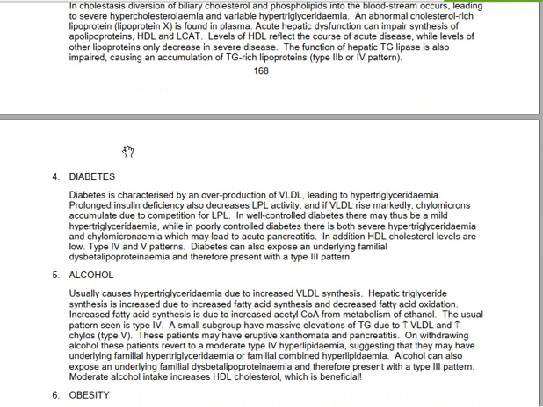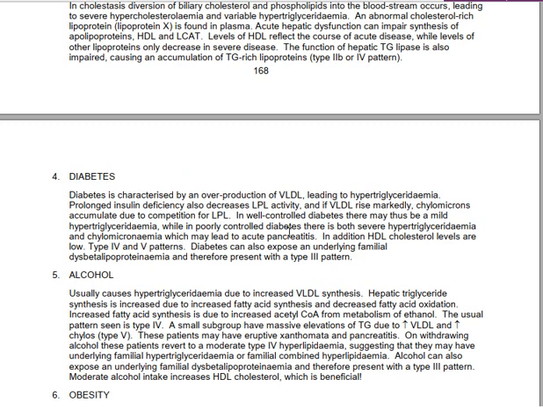The next one is diabetes. As we've said, in diabetes you cannot utilize your glucose. Is it clear? So you are going to have more of the triglycerides and cholesterol released into the bloodstream. Diabetes is going to be characterized by overproduction of VLDL that is going to result in hypertriglyceridemia, and prolonged insulin deficiency is going to reduce lipoprotein lipase activity, and if the VLDLs rise markedly, the chylomicrons are going to accumulate, competing for the lipoprotein lipase. Is it clear? In a well-controlled diabetic patient, there is going to be a mild hypertriglyceridemia.